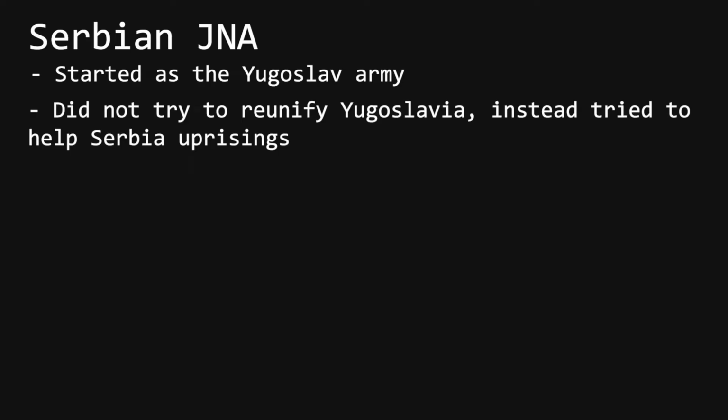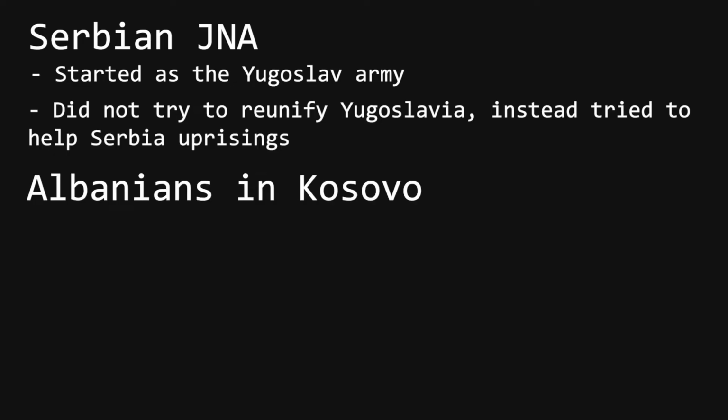The Serbian JNA started as the Yugoslav army, but after Yugoslavia started collapsing, it quickly became a Serbian-dominated force that attempted not to reunify Yugoslavia, but to support Serbian uprisings in other states and expand Serbian influence.